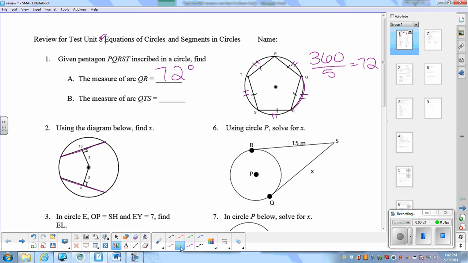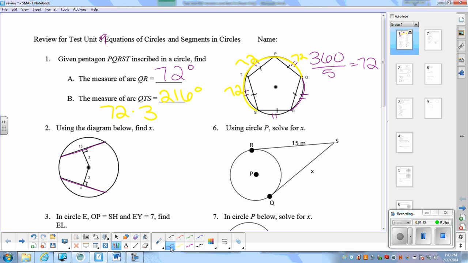For arc QTS means I start at point Q, go through point T, and end up at point S. Well, how many of our congruent arcs was that? So each of these pieces were 72. Well, there are 3 of them. 72 times 3 gives us that our QTS is 216 degrees.